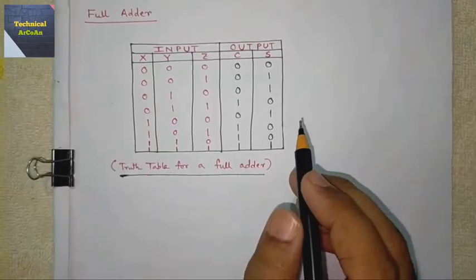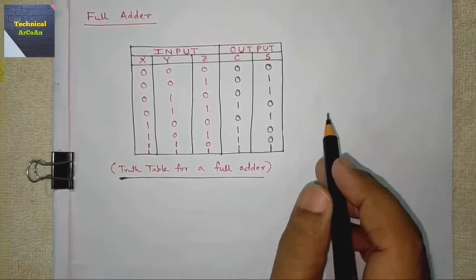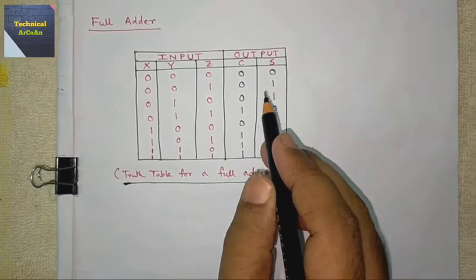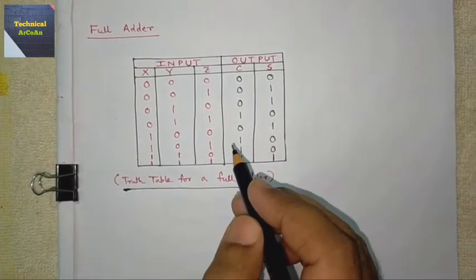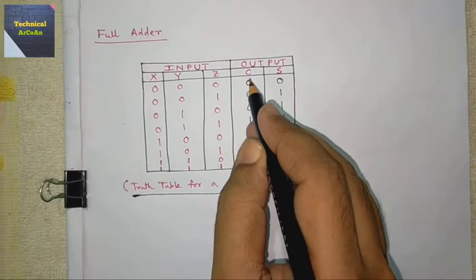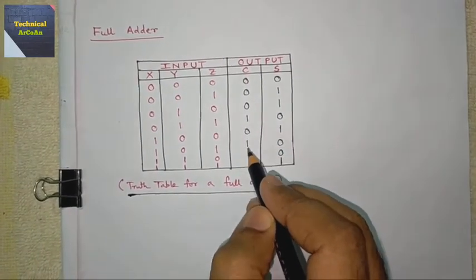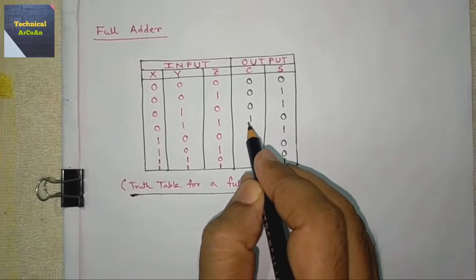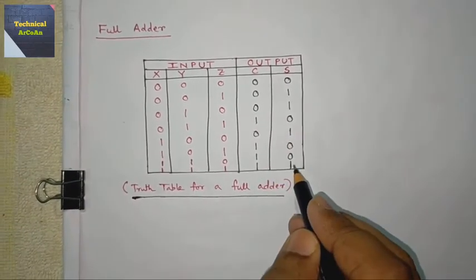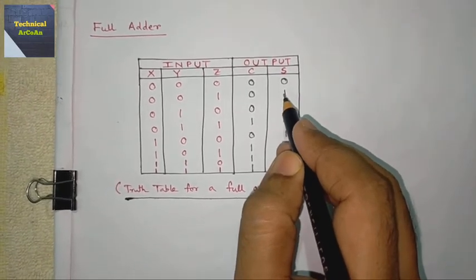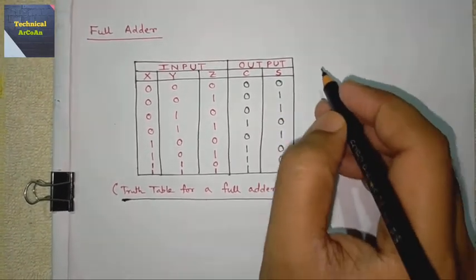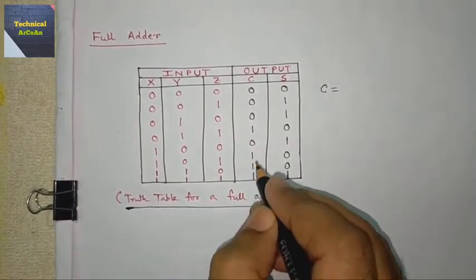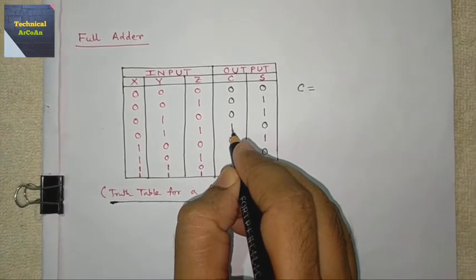Now we find out the sum of products expressions for the two outputs C and S, which can be obtained from the truth table. For the first column, the carry column, where the 1 occurs in that position we find our product term, and for the sum column, where the 1 occurs in that position we find out our product term. So at first we write C equal, and find out the product term. So this is the first position.